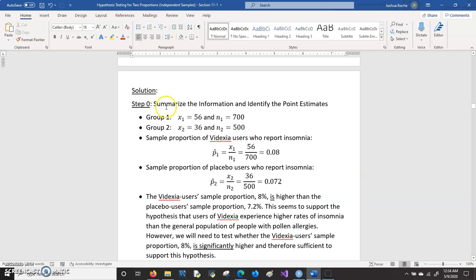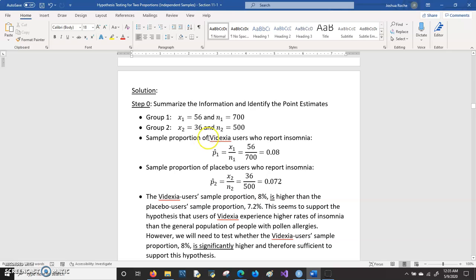For the initial step, like before, we'll summarize the information and identify any point estimates. So there are two groups that this experiment was working with. Group 1 was the treatment group, and in that group, 56 out of 700 said that they experienced insomnia. Group 2 was the control group. They only received a placebo, and 36 out of 500 experienced insomnia.